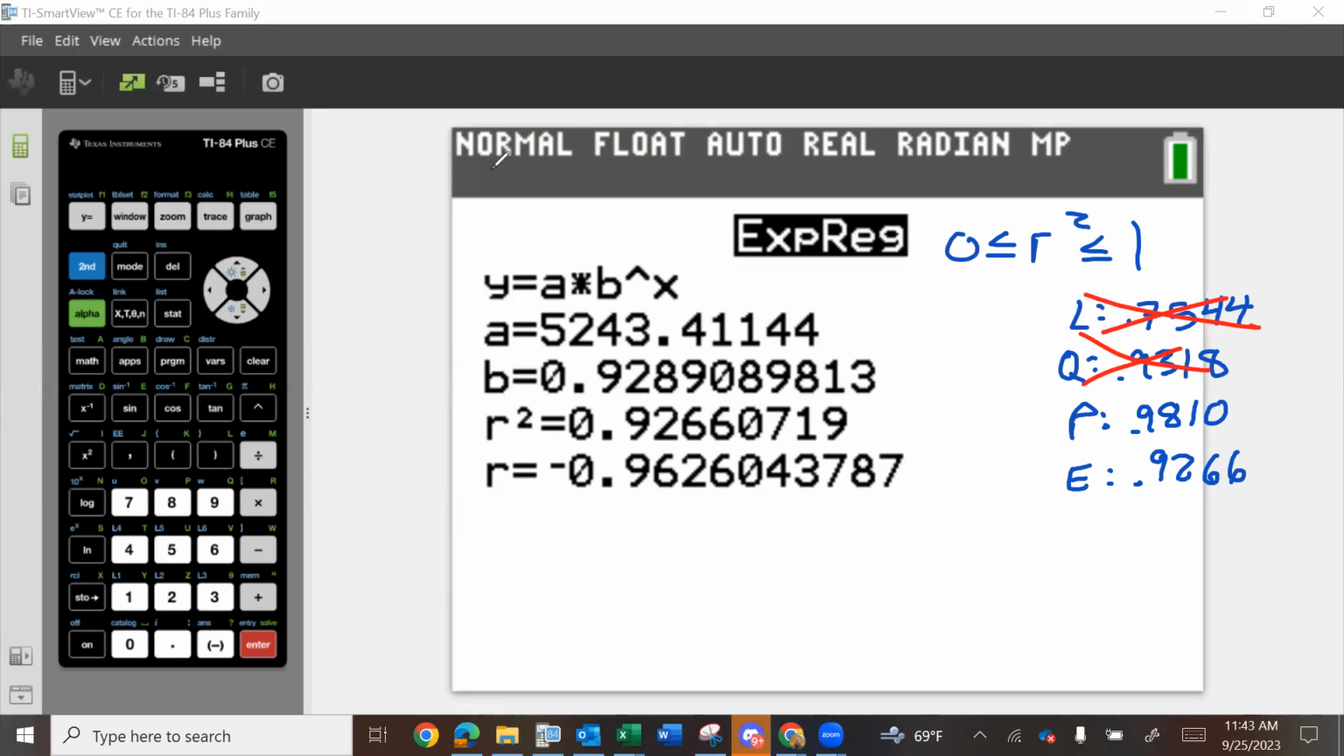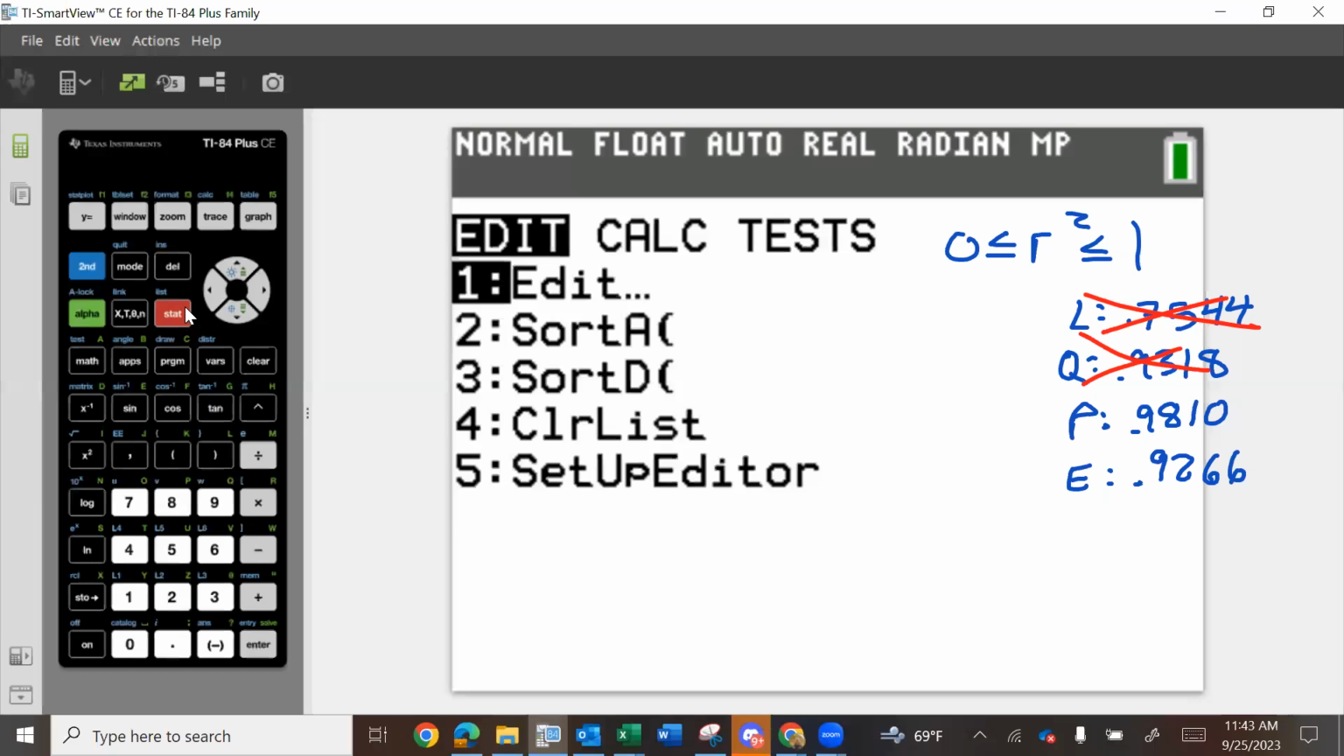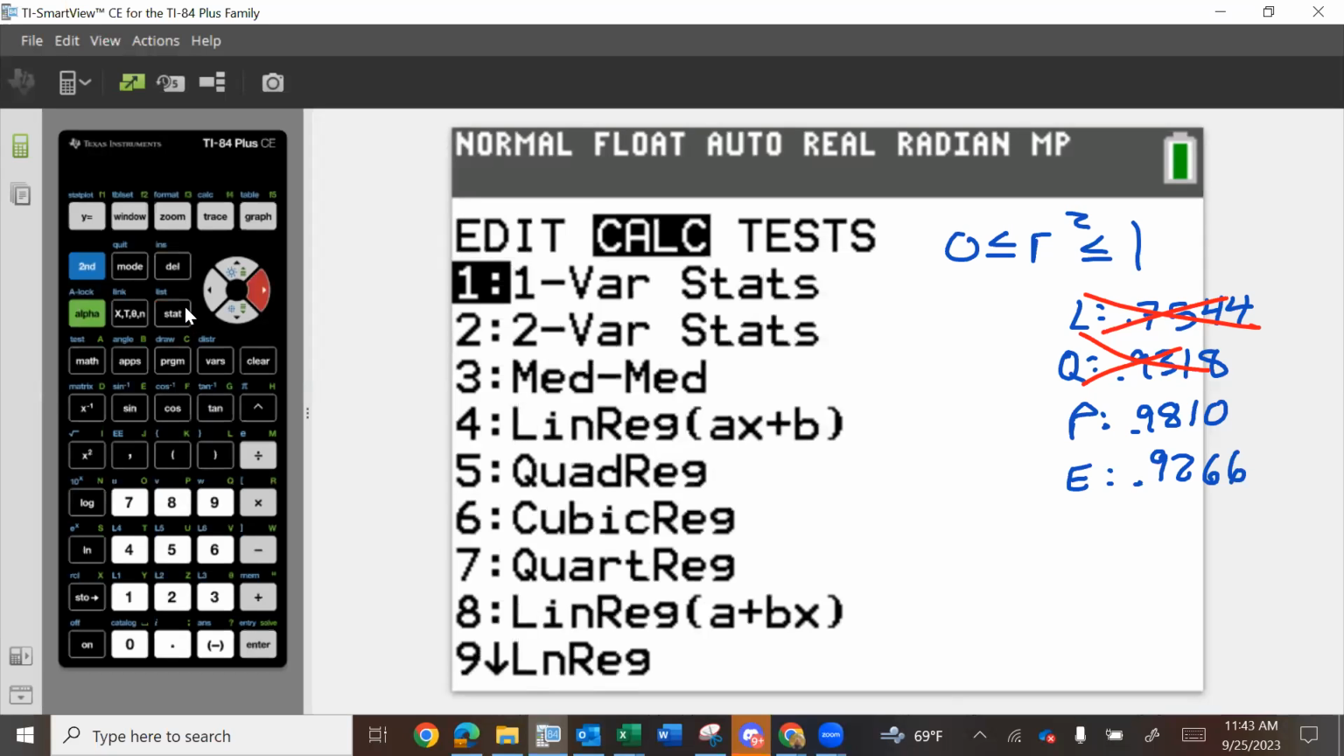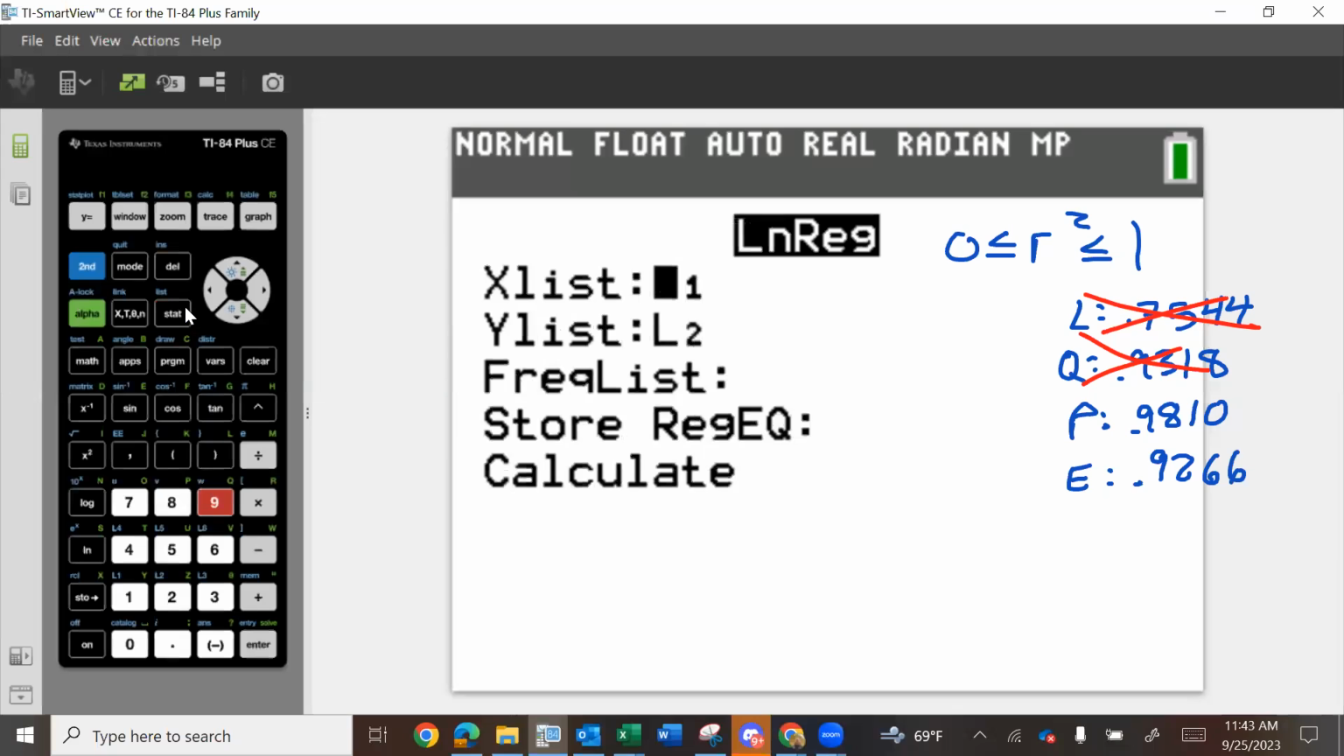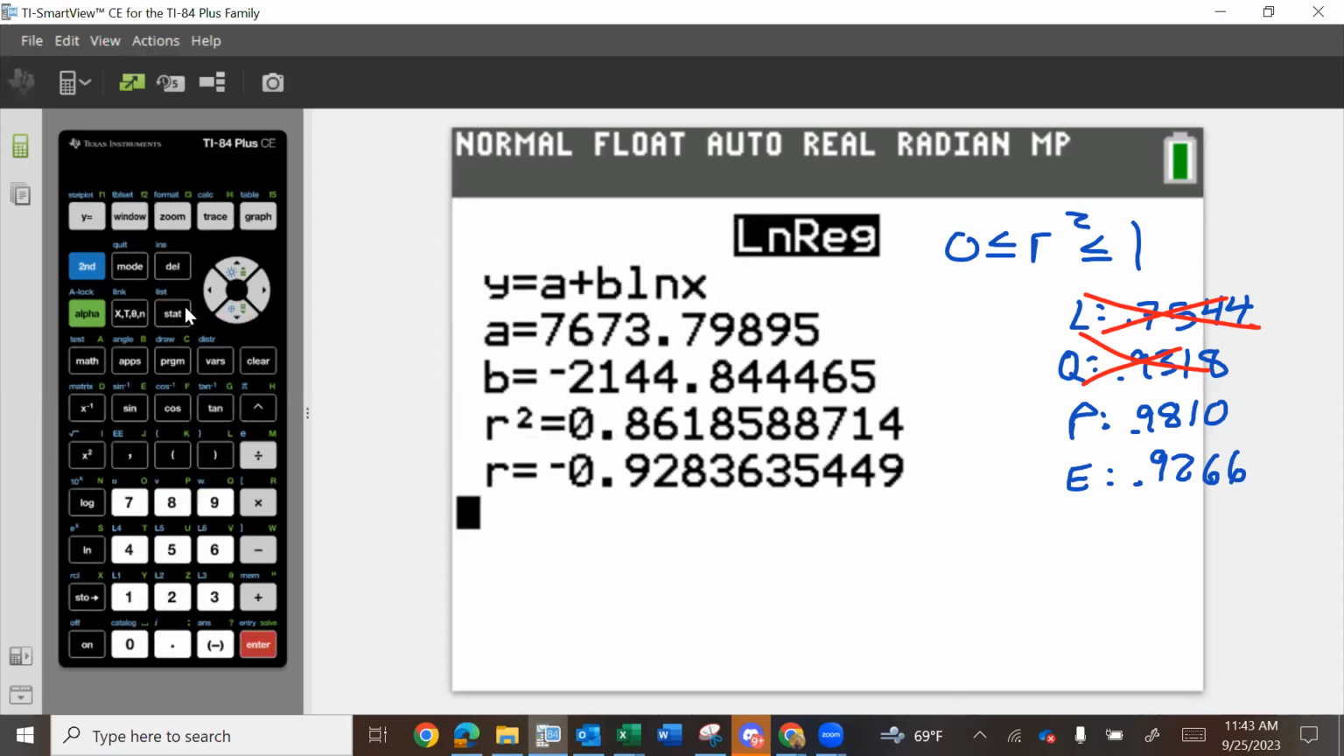Okay, one more. I have to turn that on. Then I'll go stat over, and you could just type that. I can just hit the number 9 and do logarithmic regression, but I'm showing you. Alrighty. So this one has 0.8619. I'm going to write it as LN, because I don't want to confuse it with the L up there.